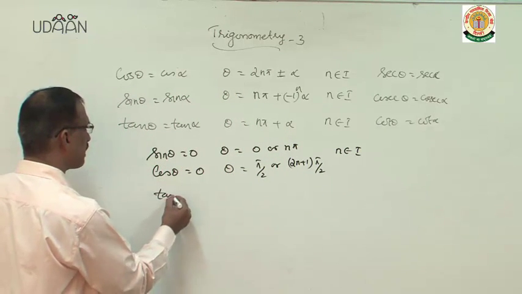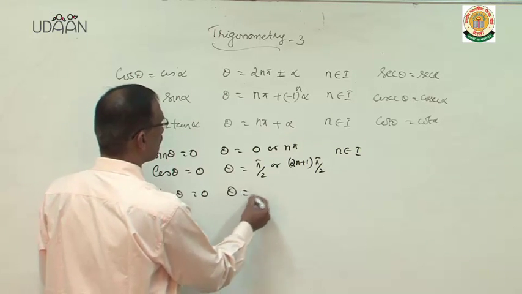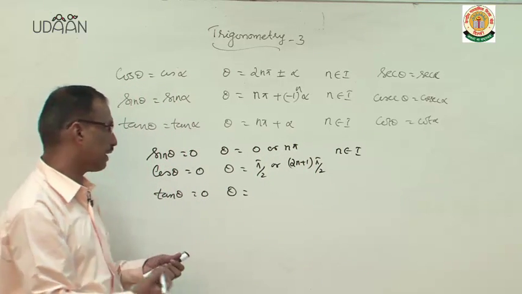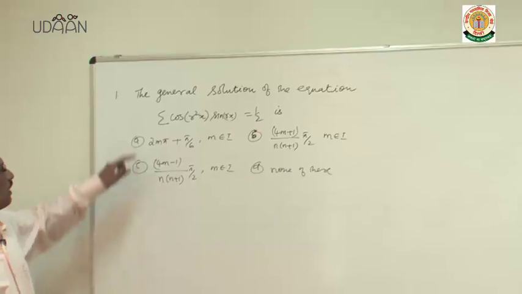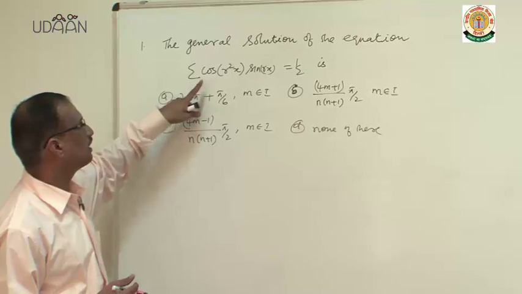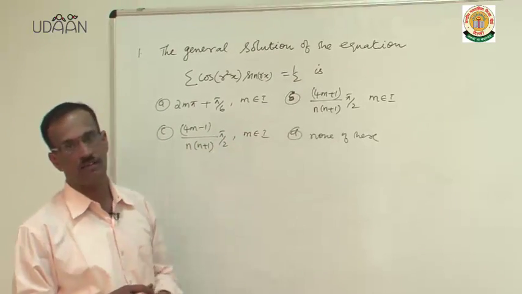Similarly, tan theta equals 0. We get theta equals either 0 or n pi. The general solution of the equation sigma cos of r square x into sin r x equal to half is what?